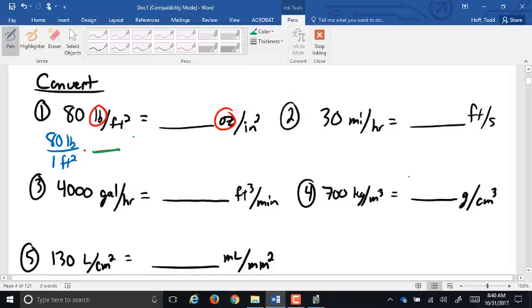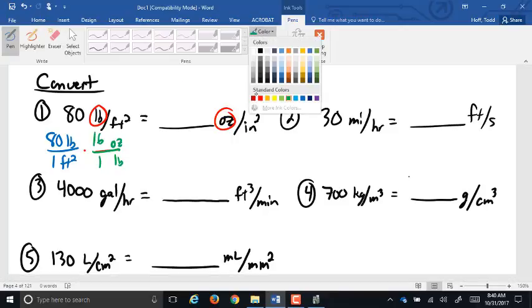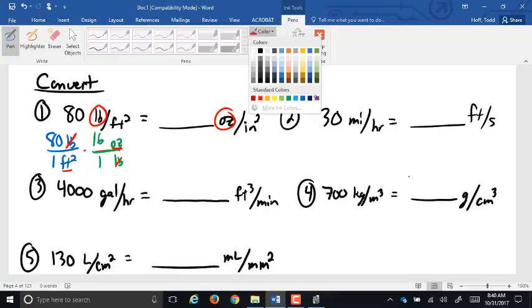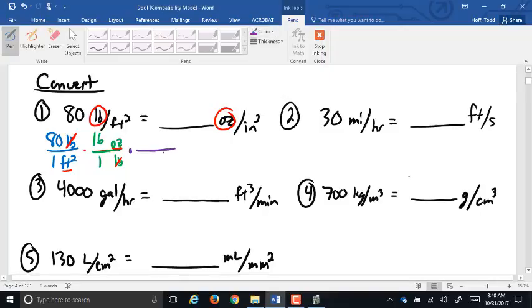Where are pounds going to go in my conversion factor here? Bottom. So ounces on top. 1 pound is 16 ounces. So that gets rid of the pounds. We now have ounces on top and square feet on bottom. So we need one more conversion factor.